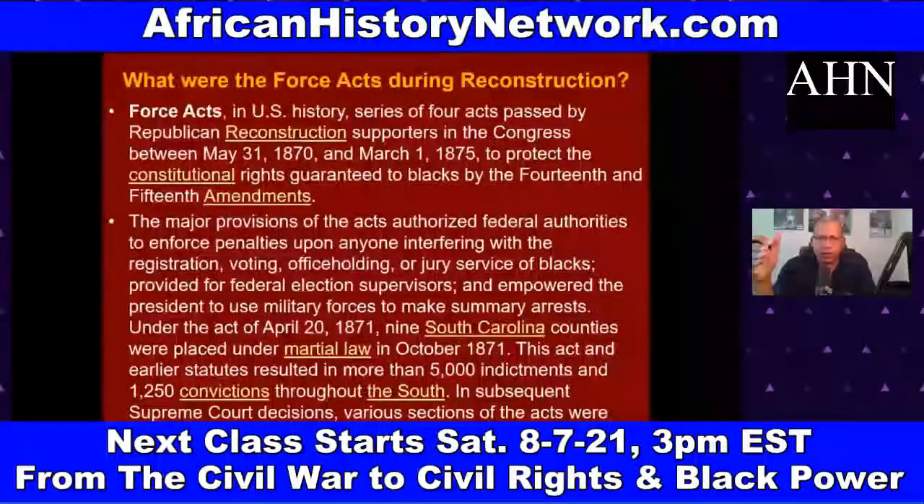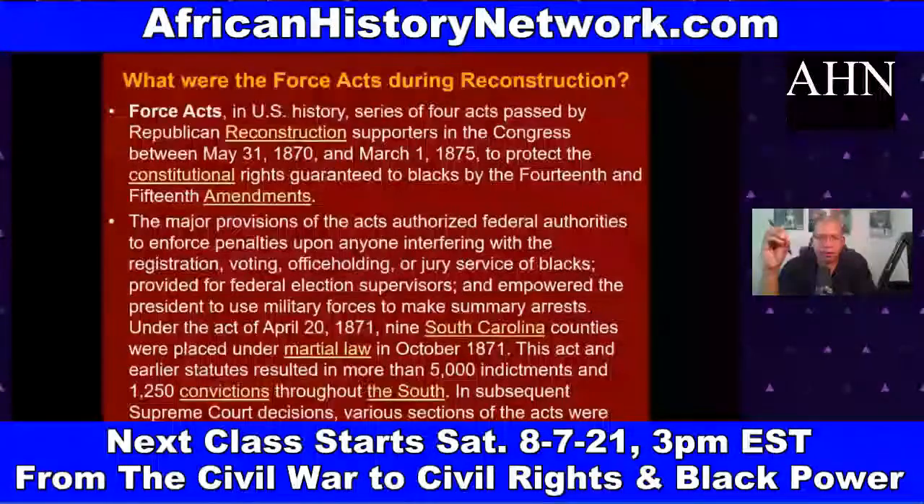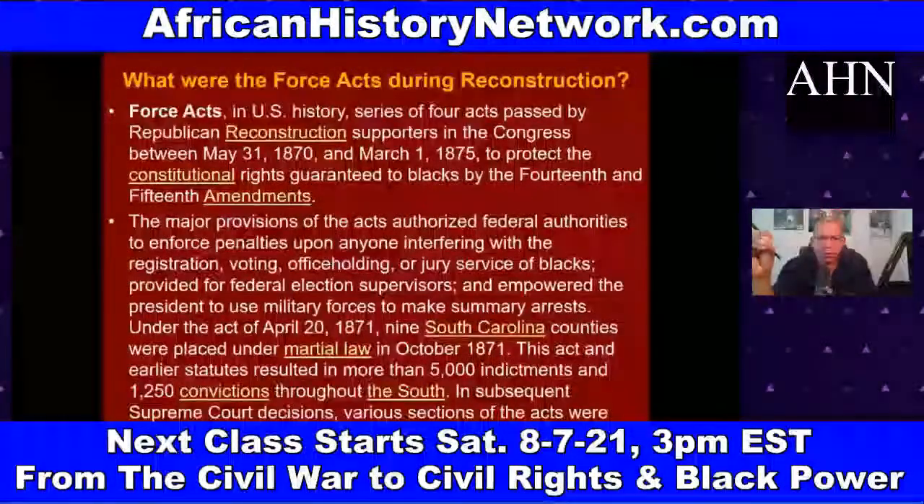The major provisions of the Force Acts authorized federal authorities to enforce penalties upon anyone interfering with the registration, voting, office holding, or jury service of African Americans. All right.